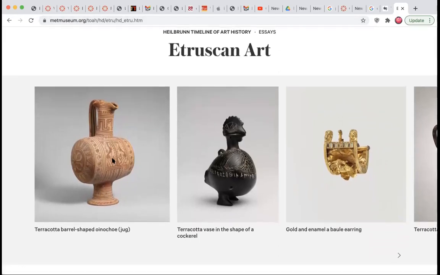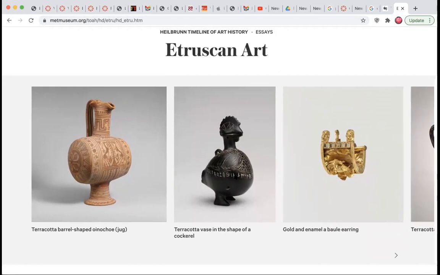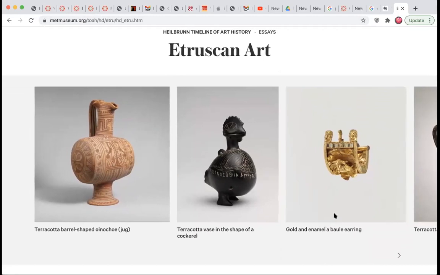And remember, we talked about seeing all different kinds of vessels. So this one's a terracotta vessel with a henna drawing on it. This is a terracotta vessel in the shape of a cockerel, and this is engraved. Here is a gold and enamel bowl earring. Look at how there's the earring post, and look at how incredibly intricate it is with this inlaid stone.